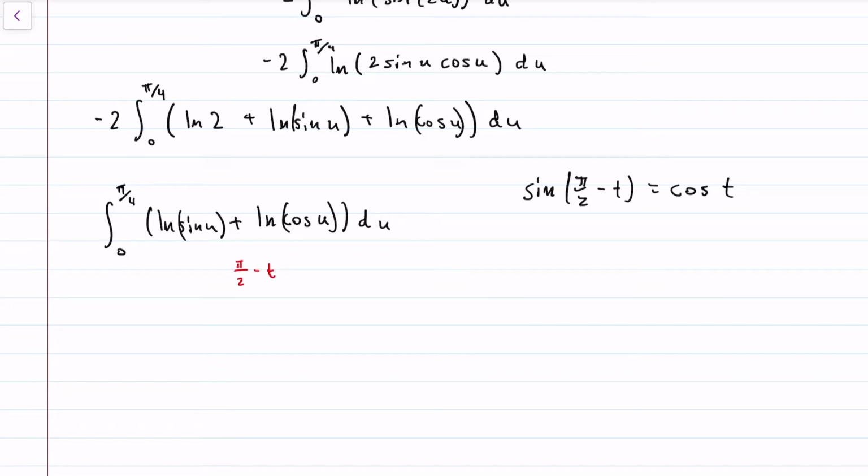So instead of aiming at sine, let's aim at the cosine argument. So now we have the integral from 0 to pi over 4 of ln of sine of u du plus, okay, so let's think about this for a moment. So we get ln of cosine of pi over 2 minus t, which we just said is sine of t. Great. Du is negative dt.